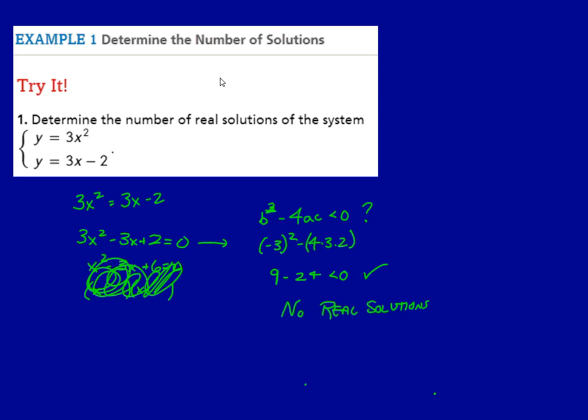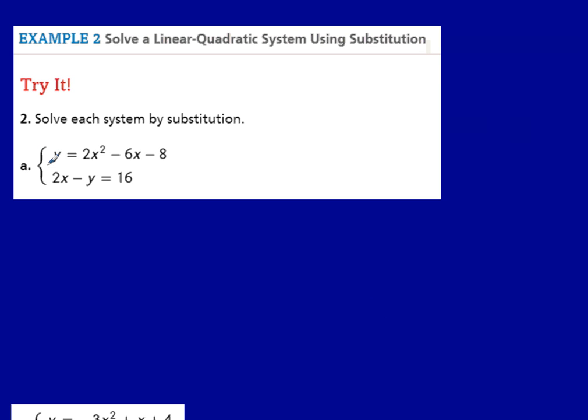So let's go to one where they actually do cross. Hopefully I can find one. Well, this one says solve each system by substitution. That was what I was trying to do last time. y equals this. So I'm going to plug this in for this y. So it's going to be 2x minus, and I'm going to write down what y equals. It equals 2x squared minus 6x minus 8. And all of that is equal to 16. And now I combine like terms.